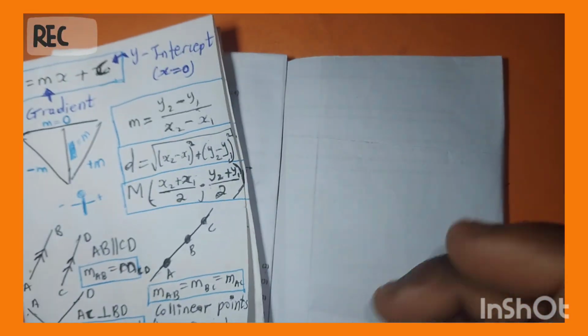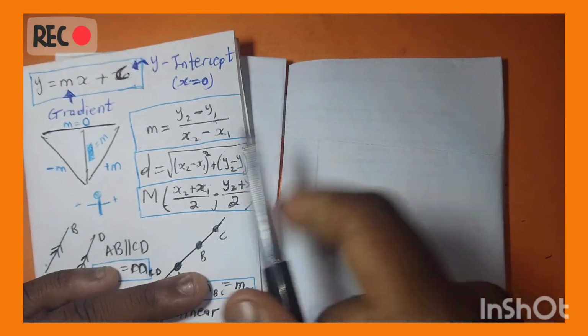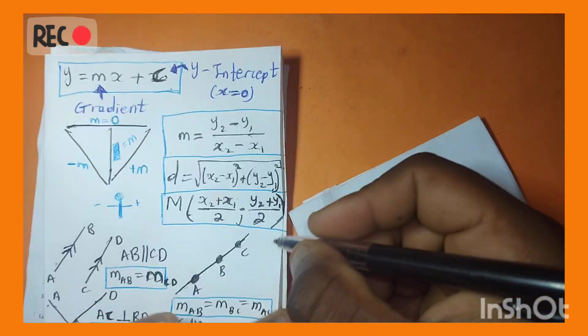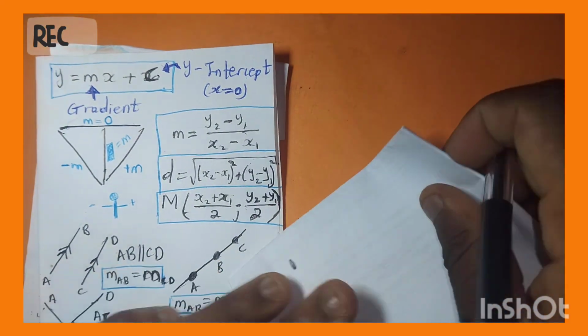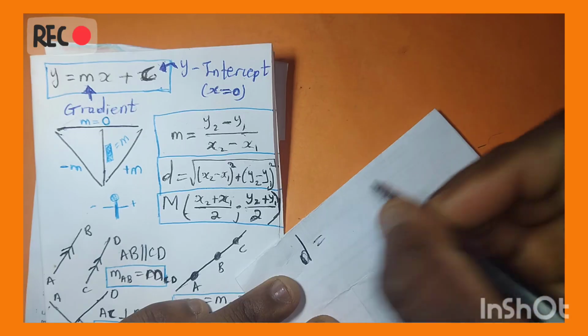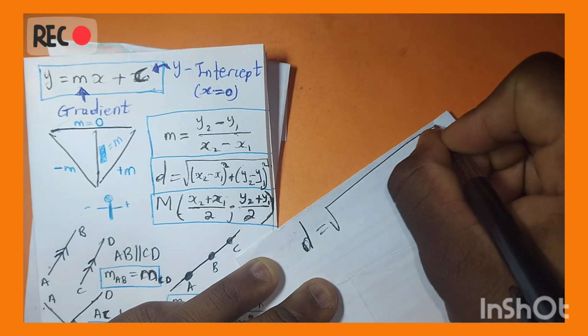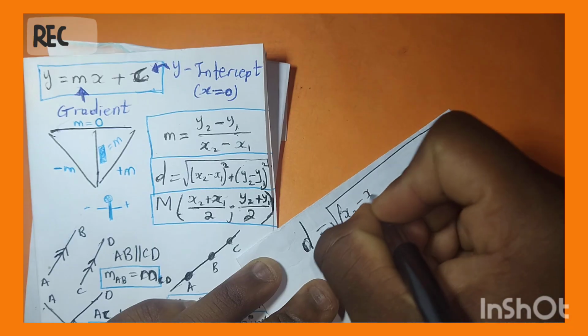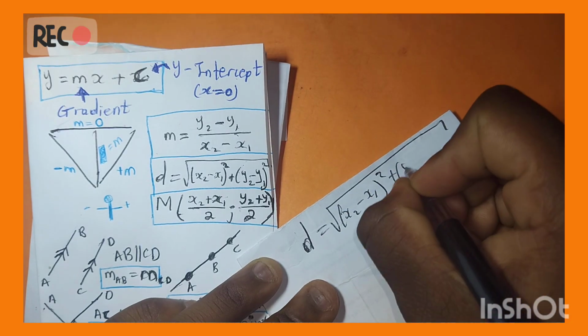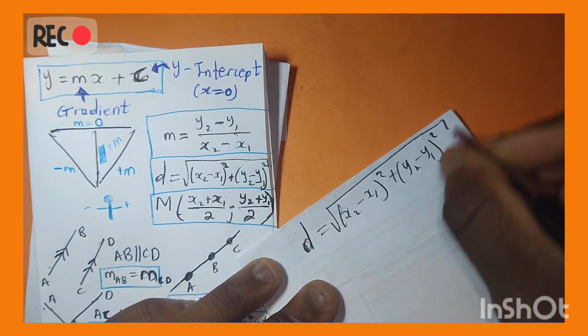Remember, here's your distance equation. You will copy it at the back of your formula sheet. Meaning that one is your distance equation. Guys, this one is your distance equation. Then let me first write it, which is here. I'll say it's x2 minus x1 squared plus y2 minus y1 squared.